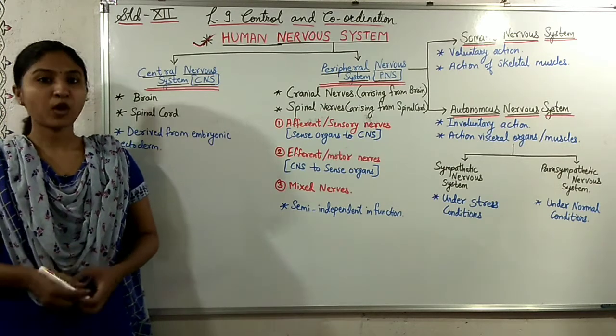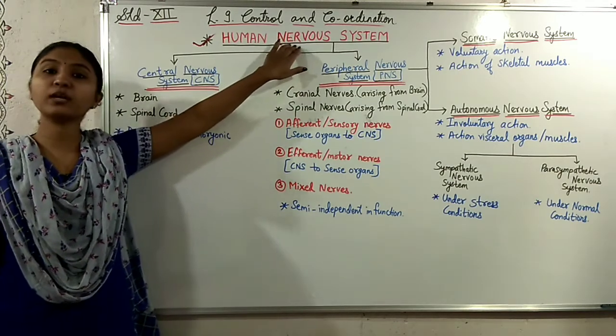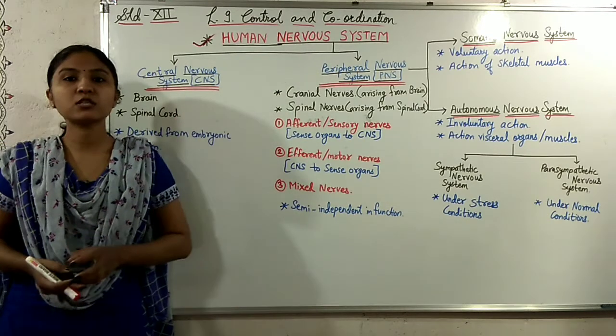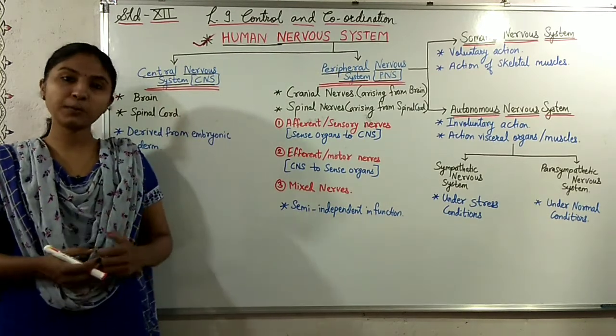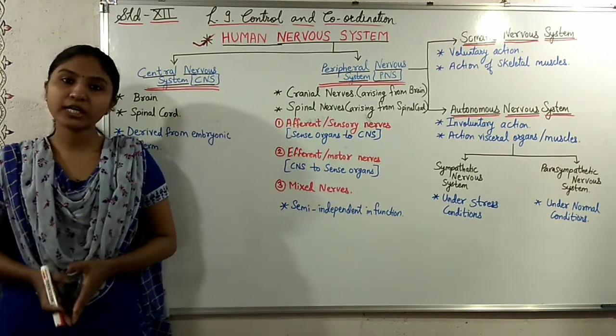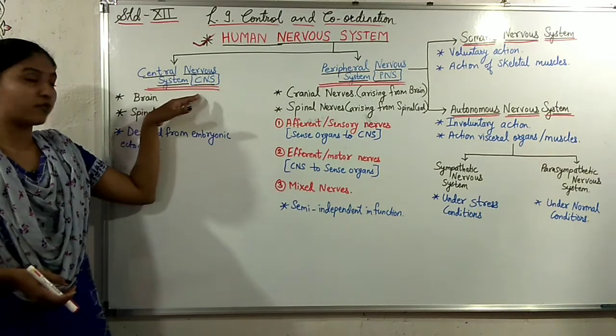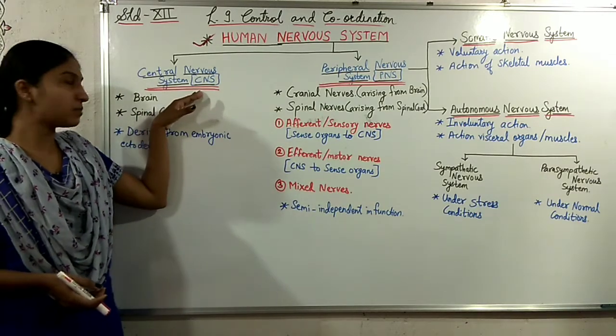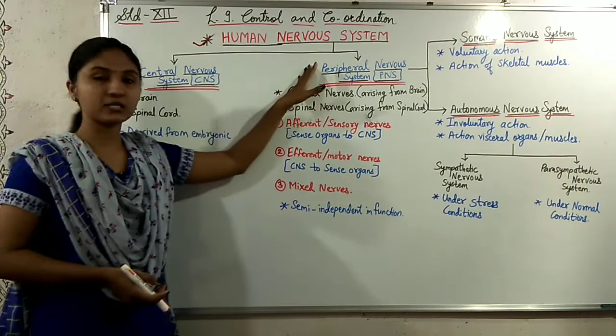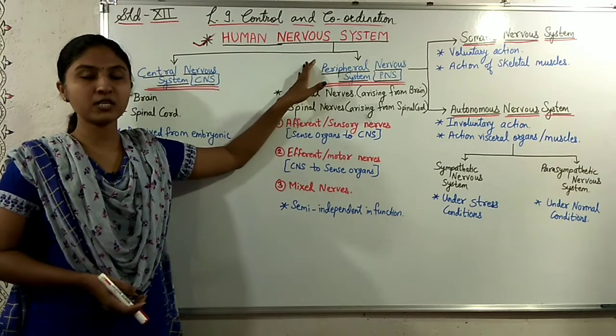Hello students, from this part we are starting with the human nervous system. The nervous system in humans is well developed and complex. It is broadly divided into two parts. First is the central nervous system, that is CNS, and second is the peripheral nervous system, that is PNS.